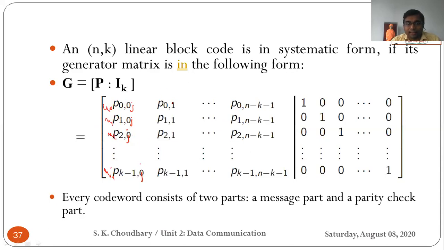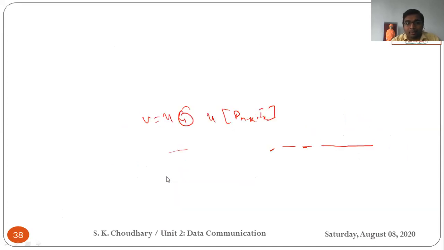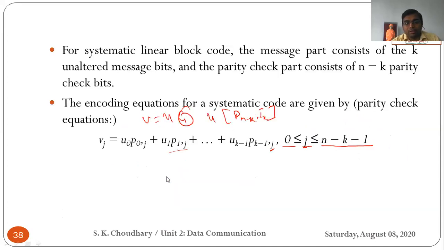Again here the same: U0 is multiplied with this, U1 with this, and Uk minus 1 is multiplied with Pk minus 1 into j. j could be any value. It is actually included in the parity. So the parity has the higher value of k minus 1, so n minus k, sorry, n minus k. So the value of j is between 0 to n minus k minus 1.